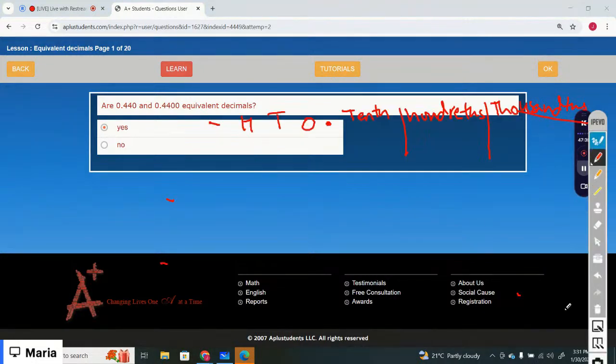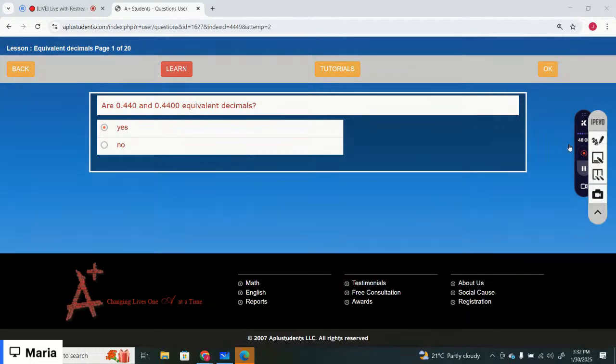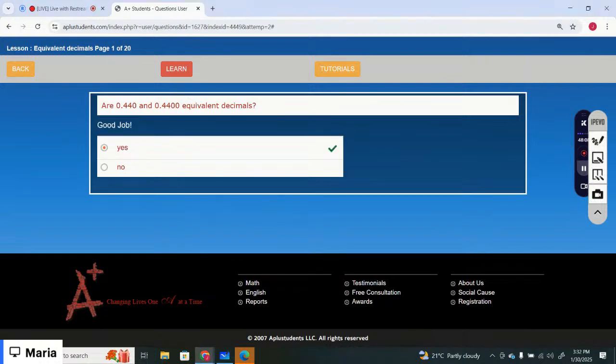They are equivalent. You can write either 0.44, 0.440, or 0.4400. They are all exactly the same. The correct option is yes, they are equivalent. So that means if you add zeros at the end of the decimal number, or remove them, it is the same. So the correct option is yes.